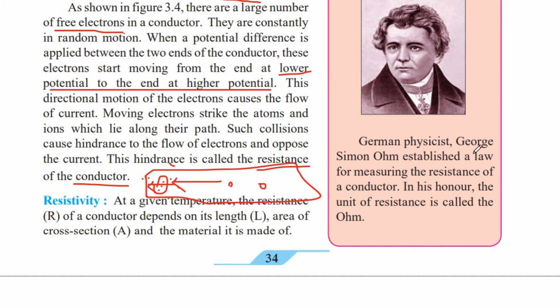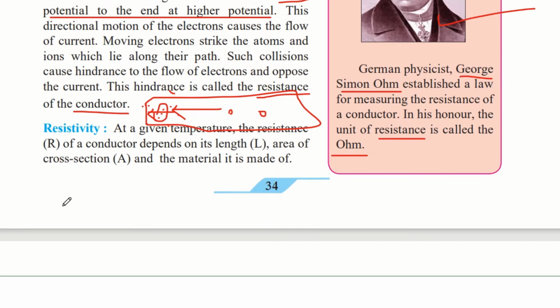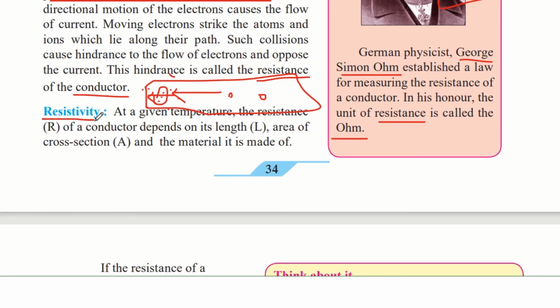It was the German physicist Georg Simon Ohm who established a law for measuring the resistance of a conductor. In his honor, the unit of resistance is called ohm. So this was the German scientist whose contribution to science led us to name the resistance unit after him, that is ohm. Now let us study what is resistivity. This is different from resistance. We will learn what is resistivity now.